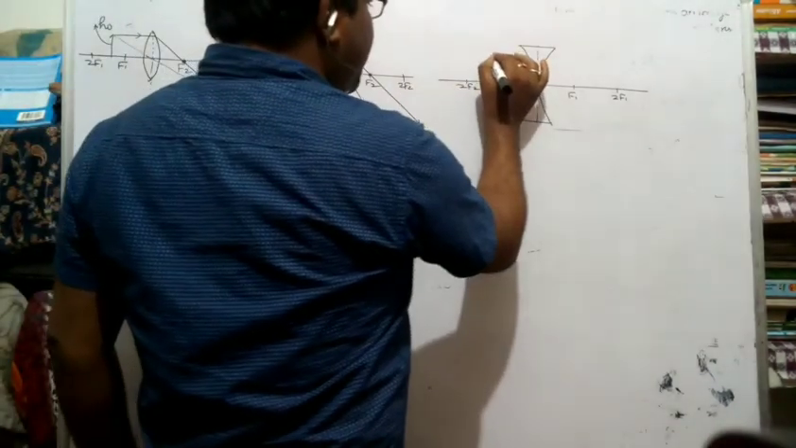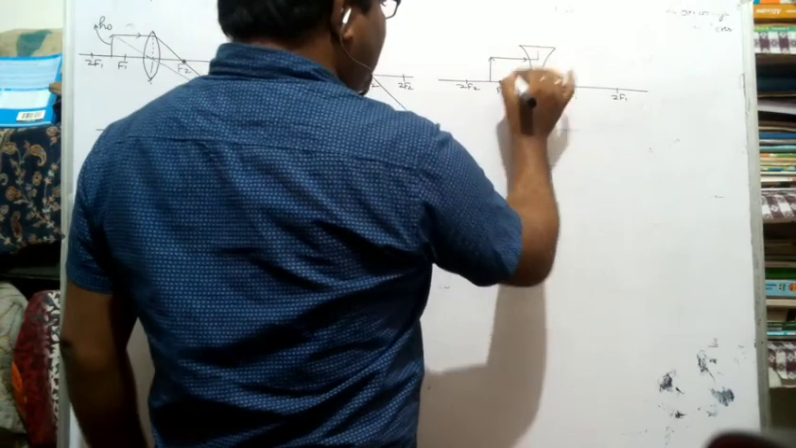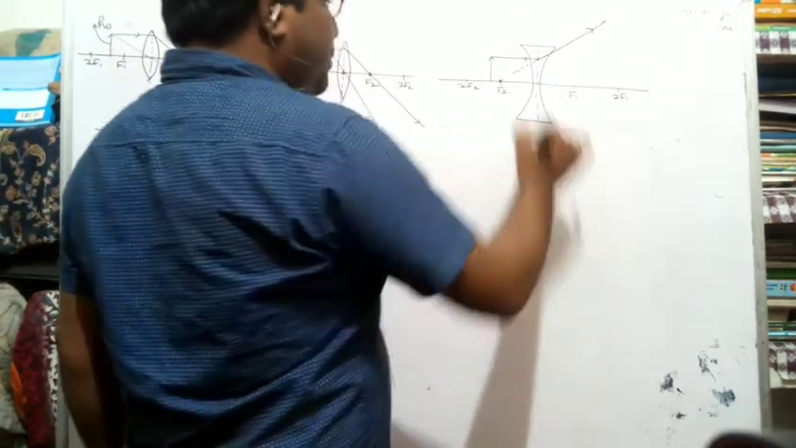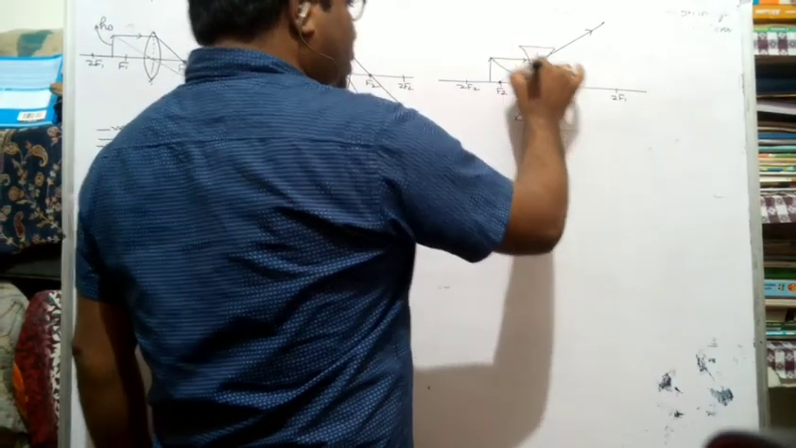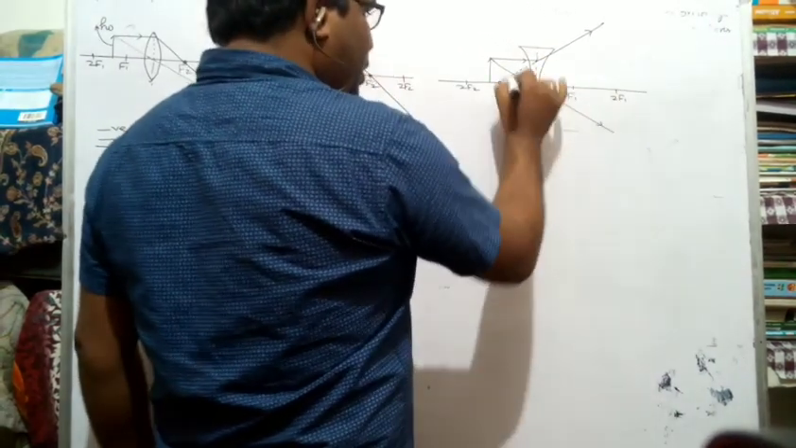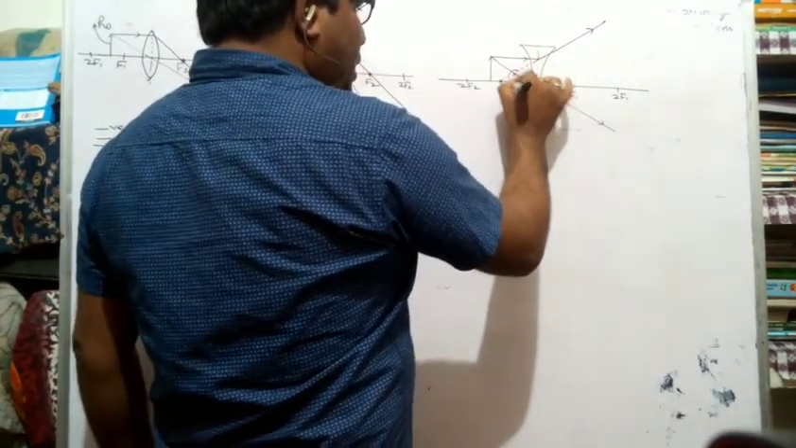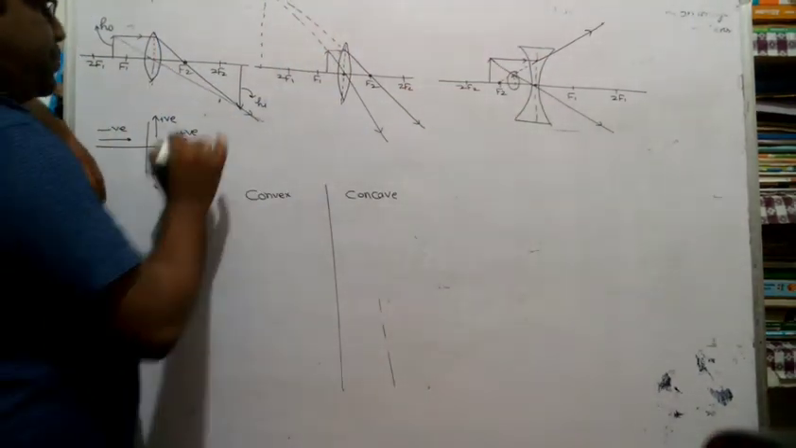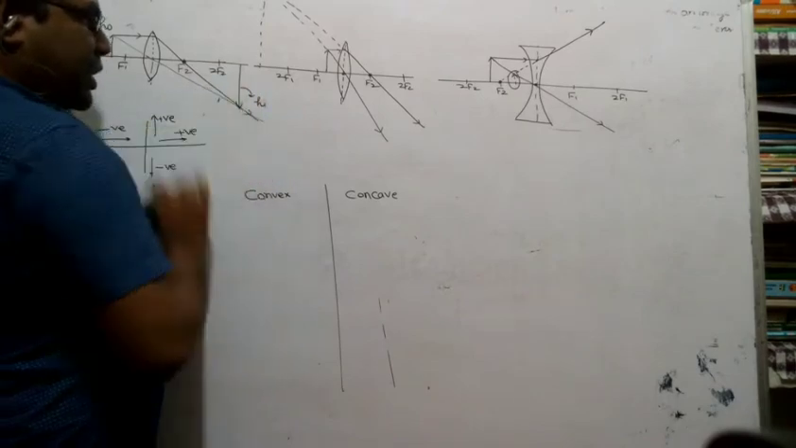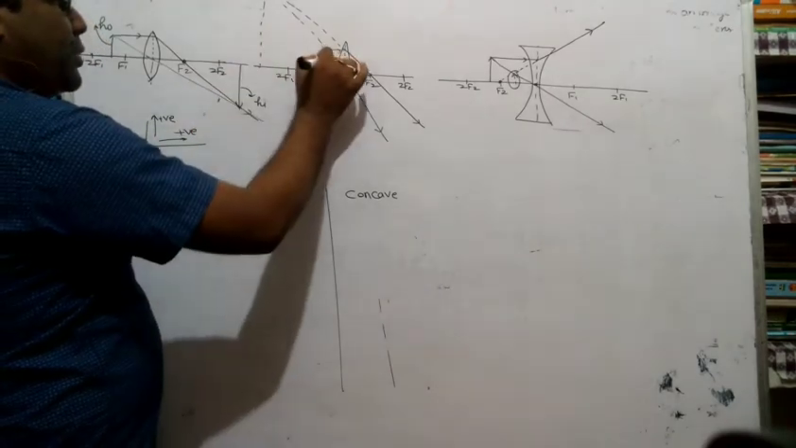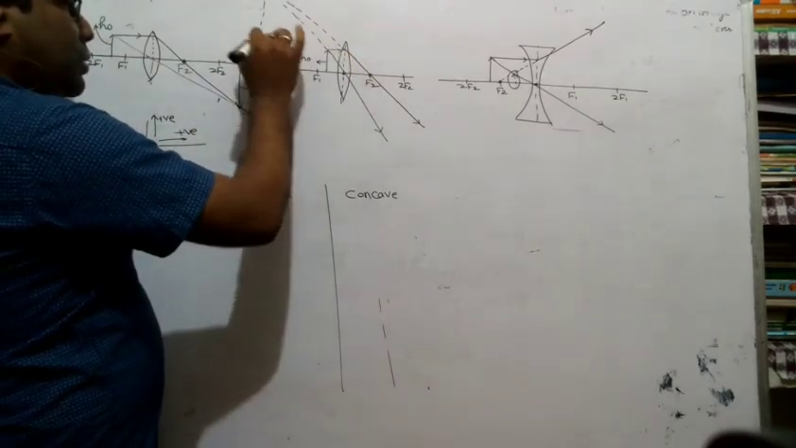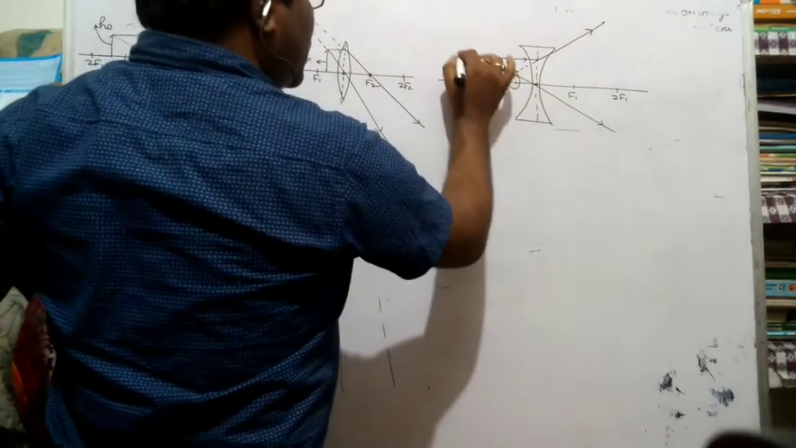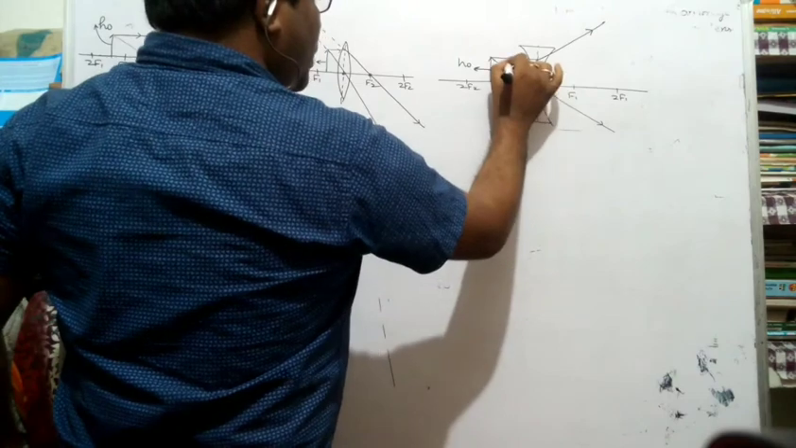This concave lens, first ray parallel, and it will be like this. The second ray will pass through the optical center, and this is the image. Now see beta. This is HO, height of the object, and this is HI, height of the image. Here is HO and here is HI.